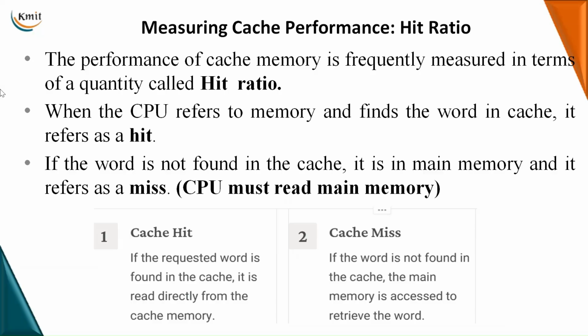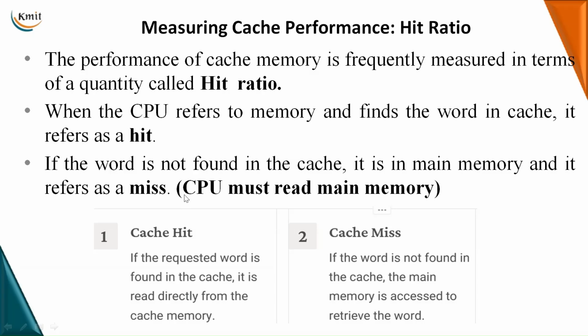It is when the CPU refers to cache memory and finds that the particular word it is requesting is present in the cache, then we call it a hit, or a cache hit. And if the CPU is requesting a word in the cache, and that word is not available at that point of time in the cache memory, then obviously it has to go and access the main memory. That situation is called a cache miss, or simply a miss.